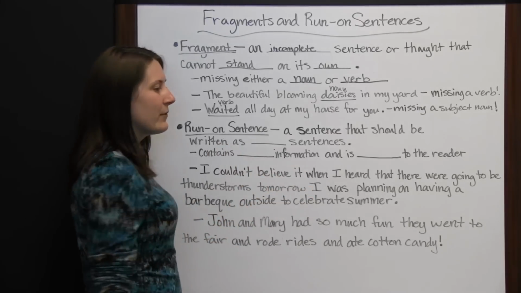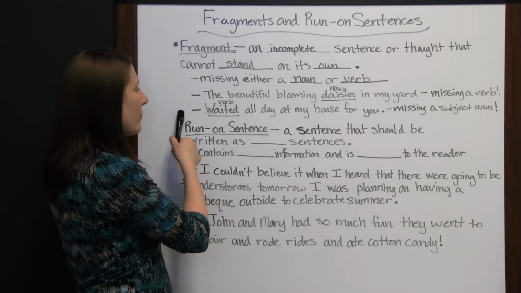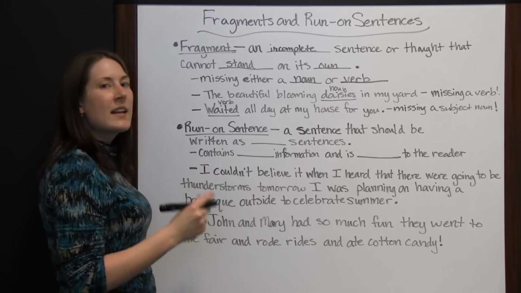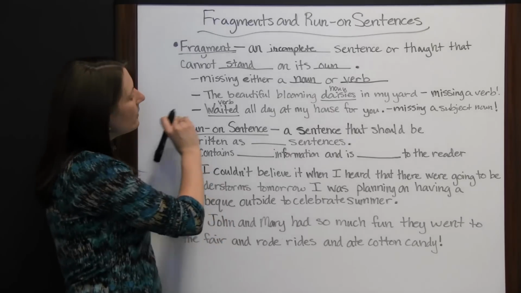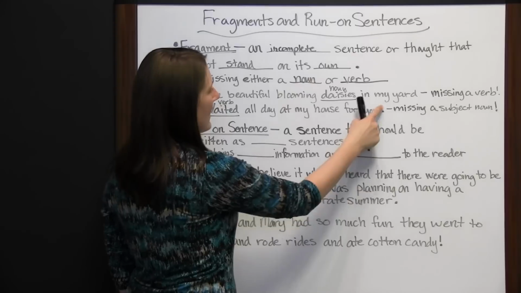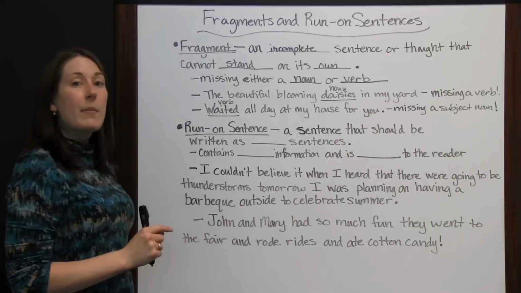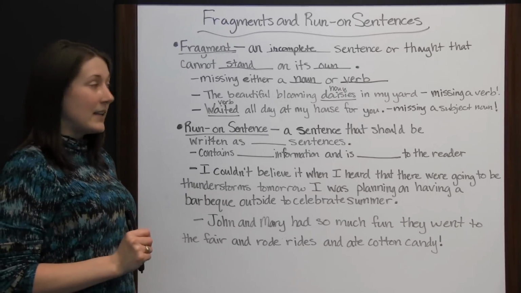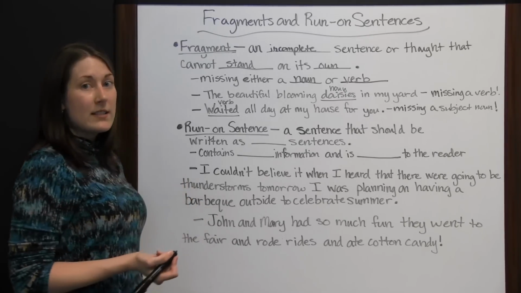Waited all day at my house for you. You could say, we waited all day at my house for you. I waited. My mom and I waited. It's a little bit more limited what you could put at the beginning of this sentence because we've got my and you for pronouns down here. But you still have options, and you could easily turn this fragment into a complete sentence. Now let's look at run-on sentences.